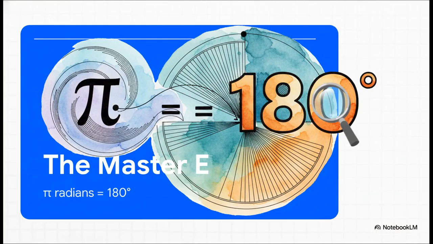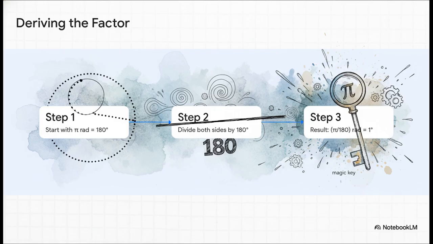It all starts here. This is the single most important connection to remember, the master equation that links these two worlds together. Pi radians is exactly the same as 180 degrees. This is the bedrock. Everything we're about to do is built on this one fact. So, from that one simple truth, we can create our magic conversion tool.